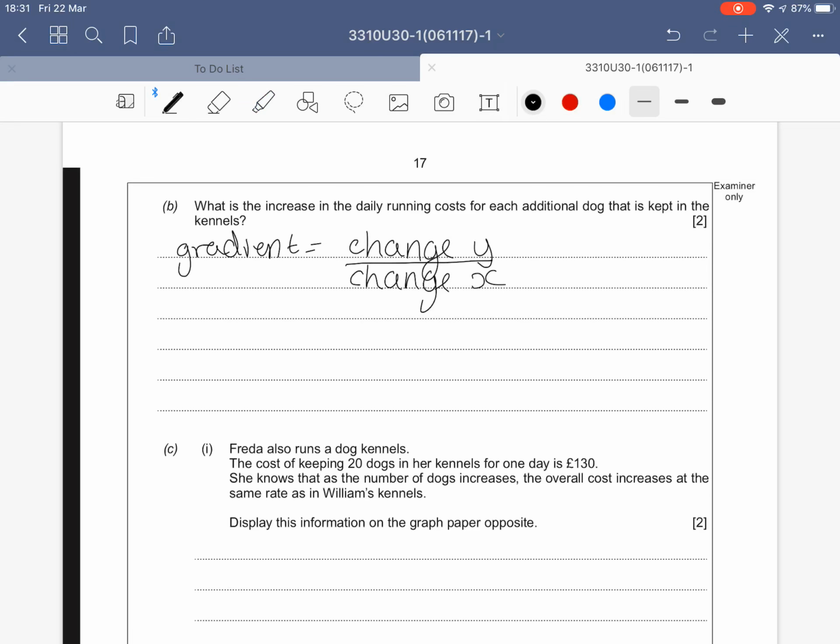So the change in y is going to be 250 take away 50, divided by 60 take away 10. 250 take away 50 is 200, 60 take away 10 gives me 50. 200 divided by 50, the zeros can cross off, so 20 divided by 5 gives me 4. So the gradient is 4, so it's an increase of £4. It's going up at a steady pace of £4.